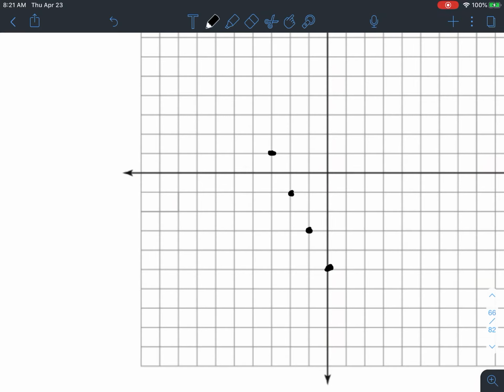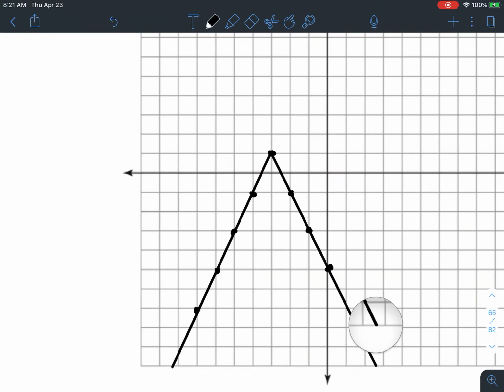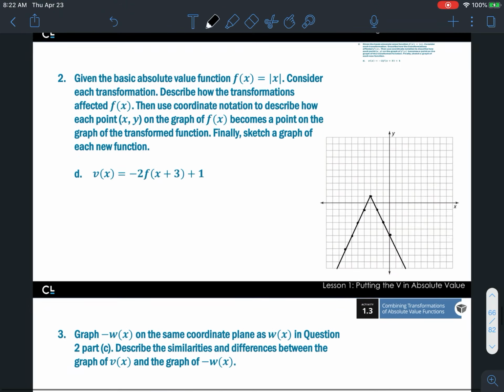And then we know it's going to match on the other side. So we just look and see. We're going to go right 1, down 2, right 1, down 2, right 1, down 2. And that's how our graph would look. And we just connect the points. Like I tell you guys each day, if you hold the pen down or your finger down, it gives you an automatic straight line.